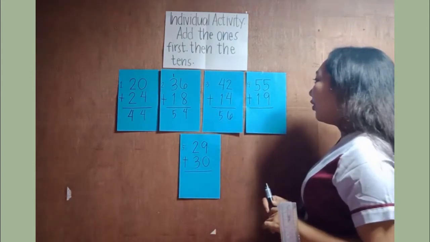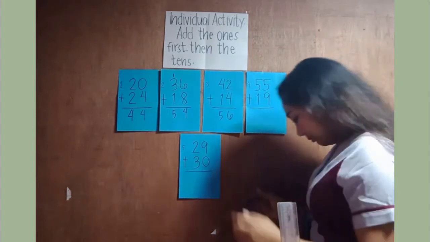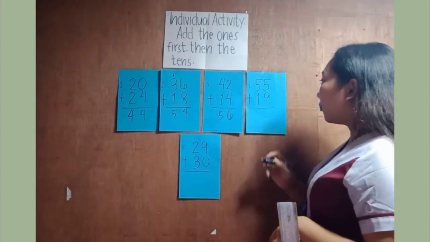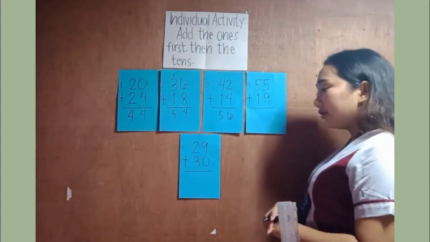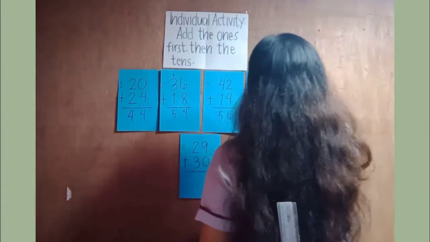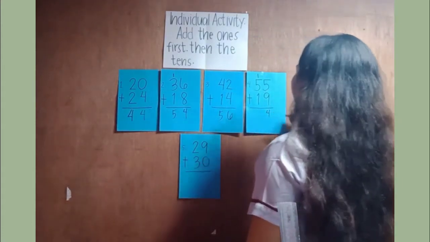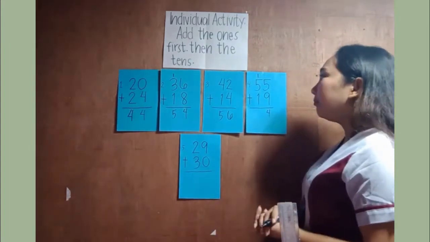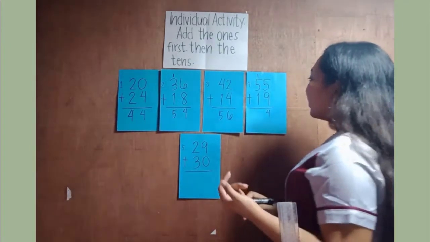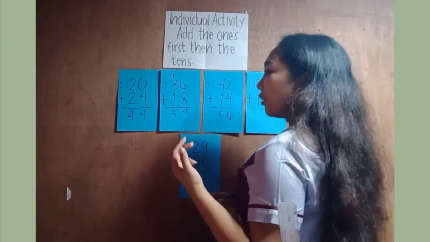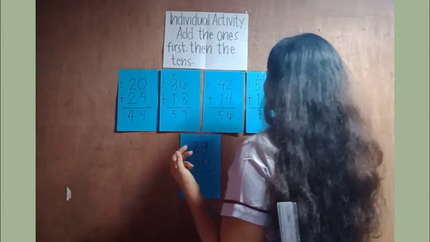So, number 4, 55 plus 19. So, 5 plus 9 is equals to 14. Very good. So, 1 plus 5, 6. So, 6 plus 1, 7.